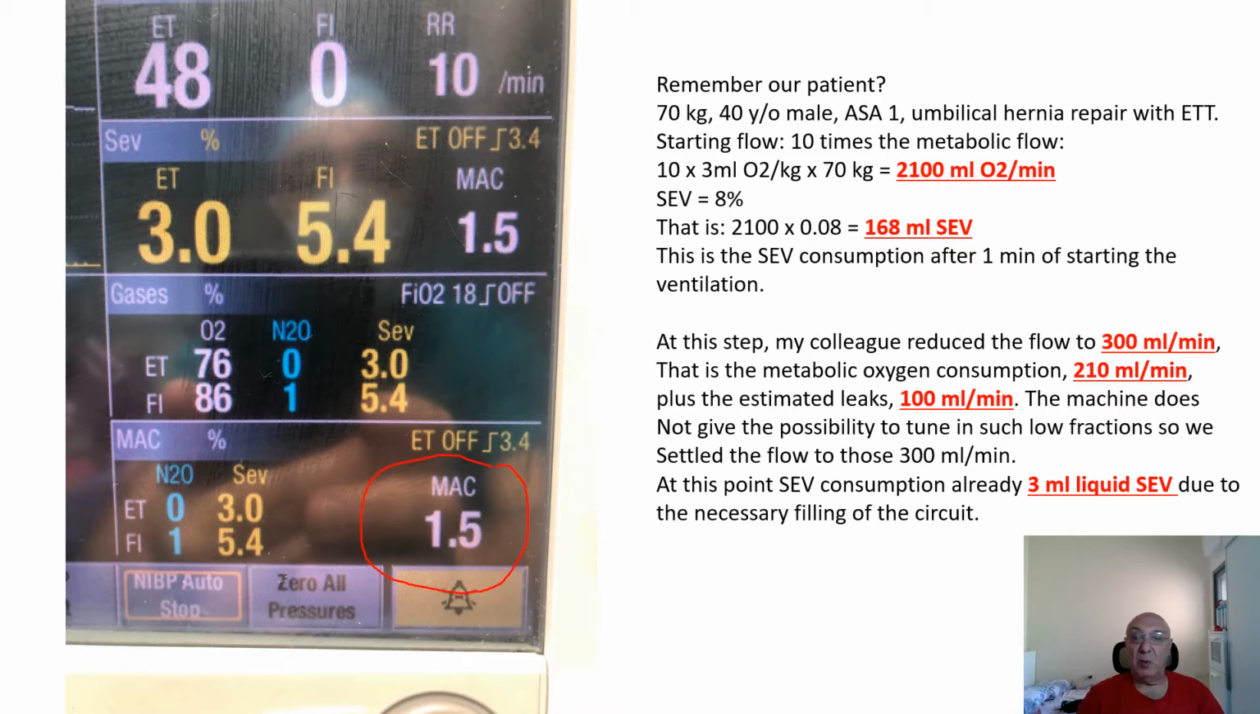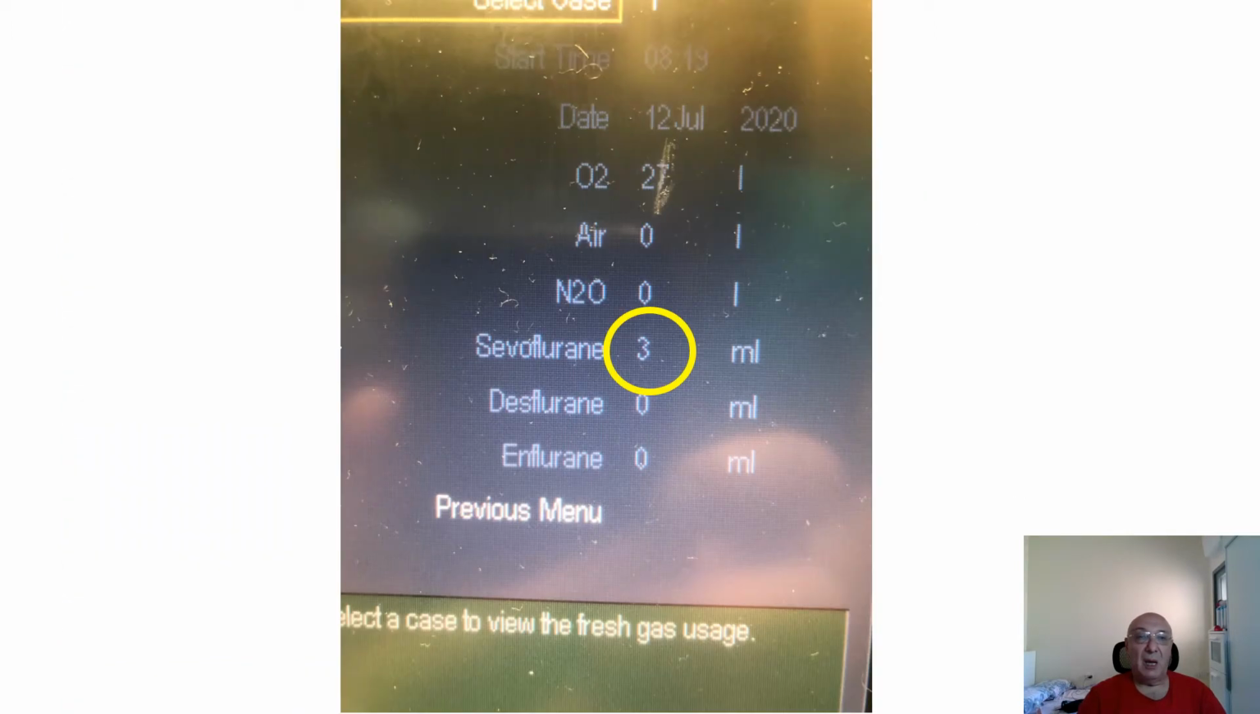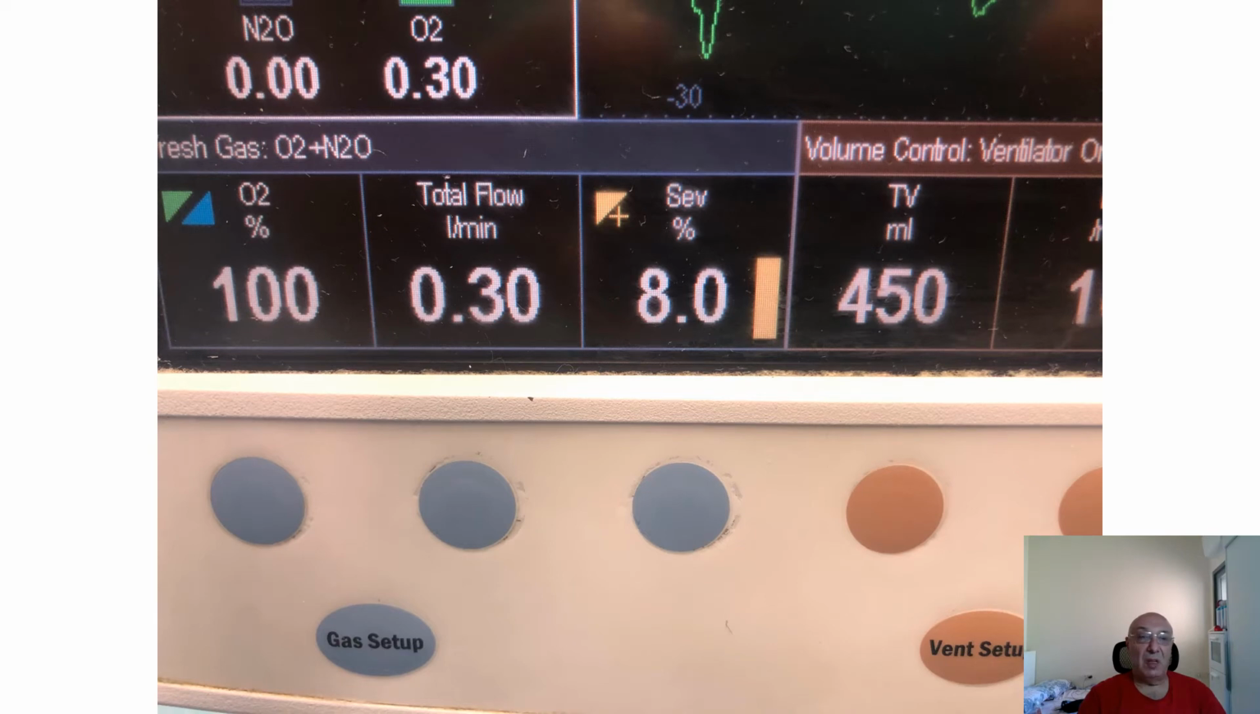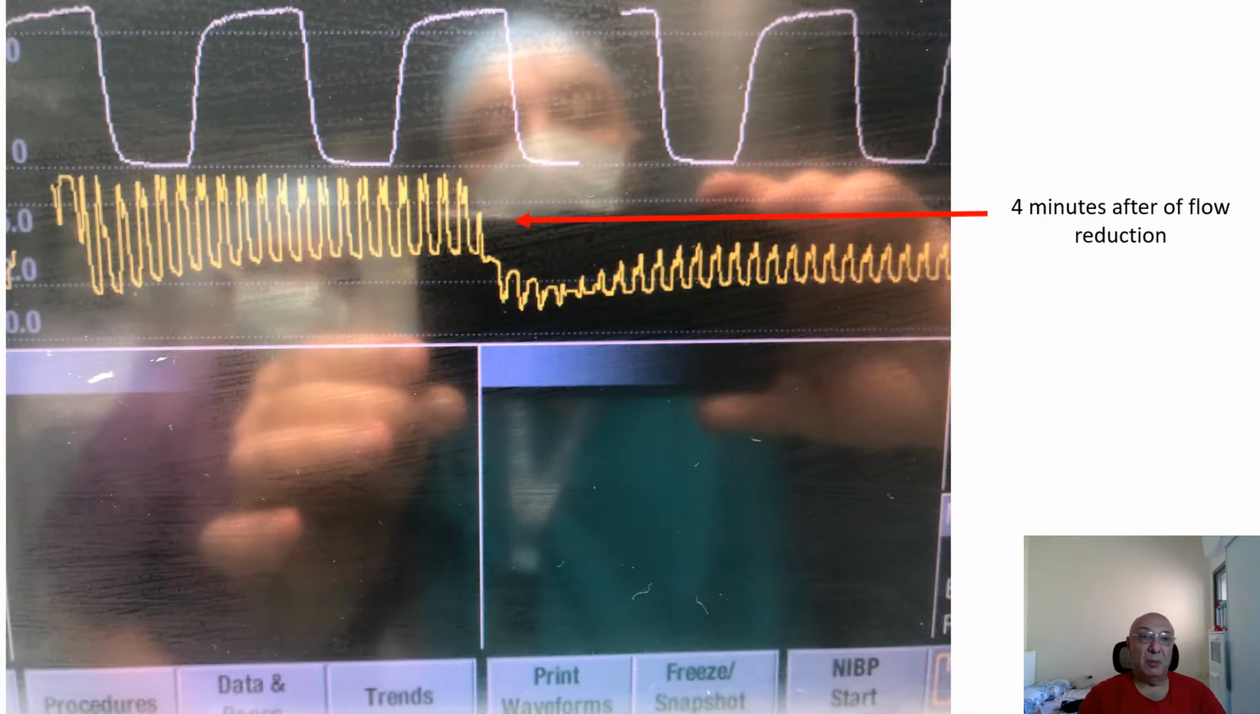I don't insist now. Only one specification I need to make. We reduce the flow to 300 mils per minute, and you see why. The machine actually should have been 310 to be more exact, but the machine did not allow us to do this fine tuning. So we kept it at 300 mils per minute. And this is what the oxygen consumption, the sevoflurane consumption was after 1 minute, because we also had to fill in the circuit. These are the ventilatory parameters of the patient.